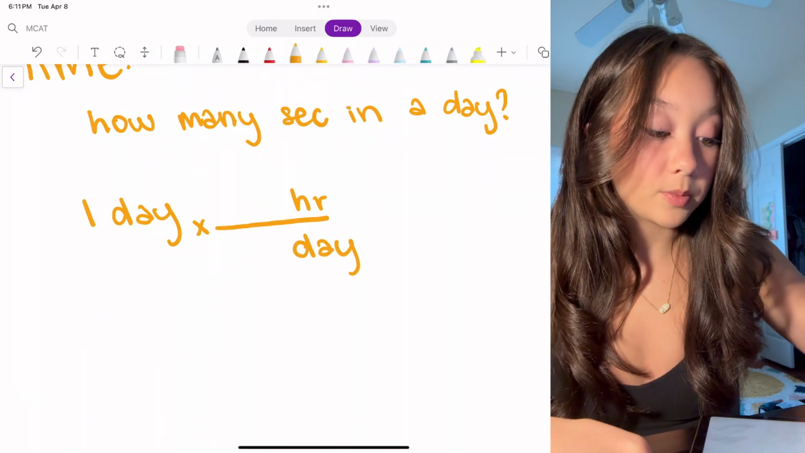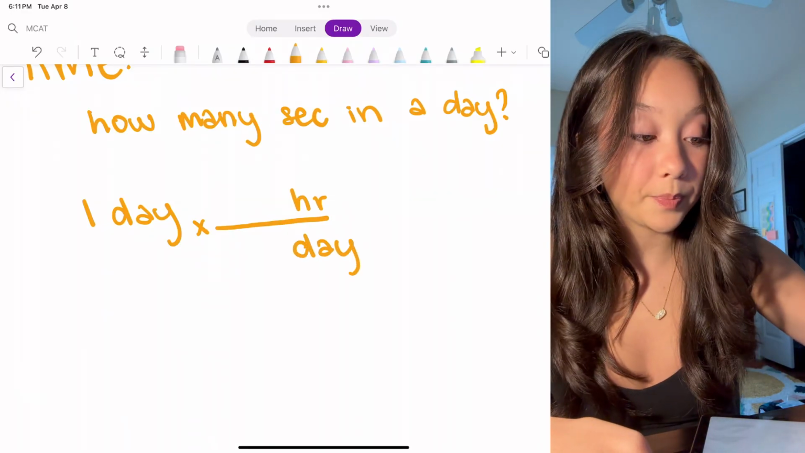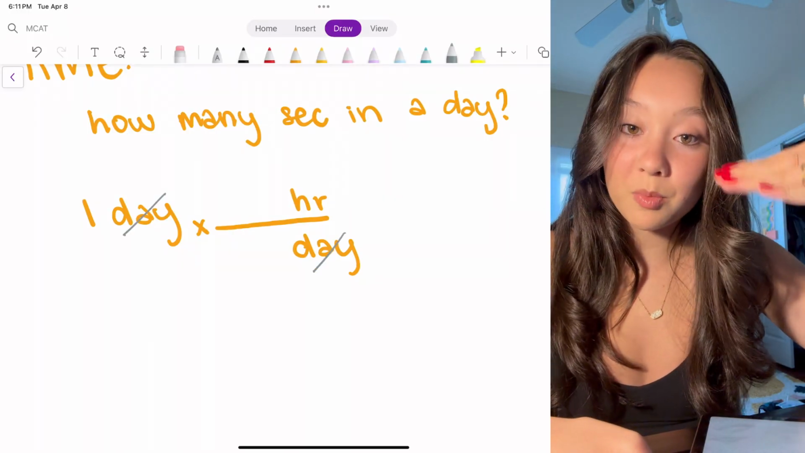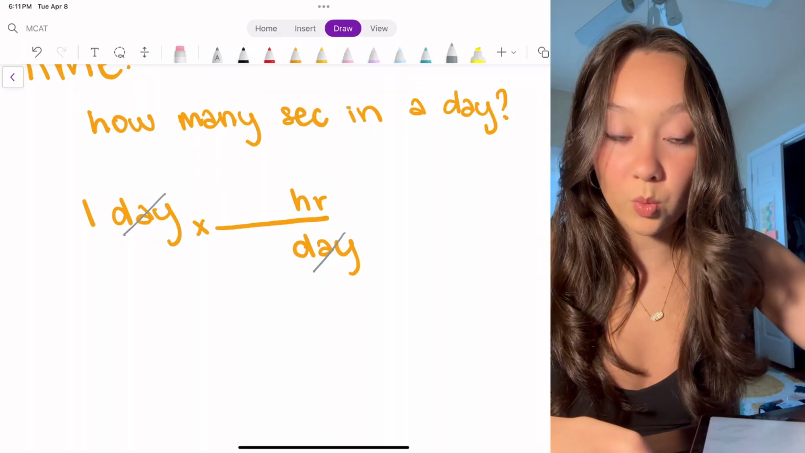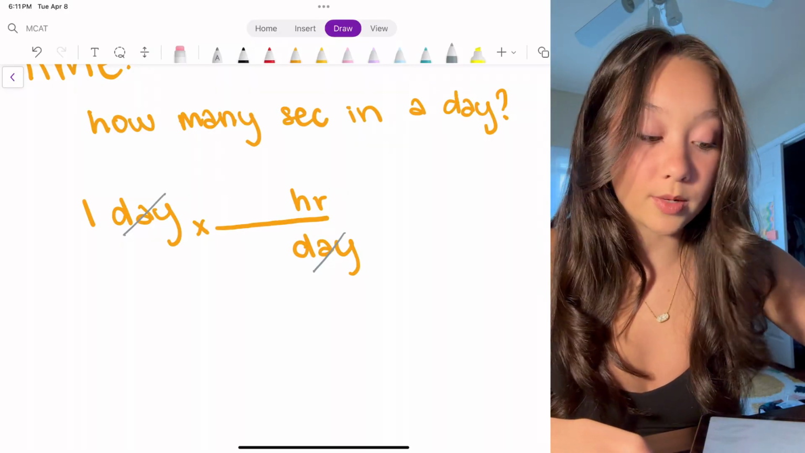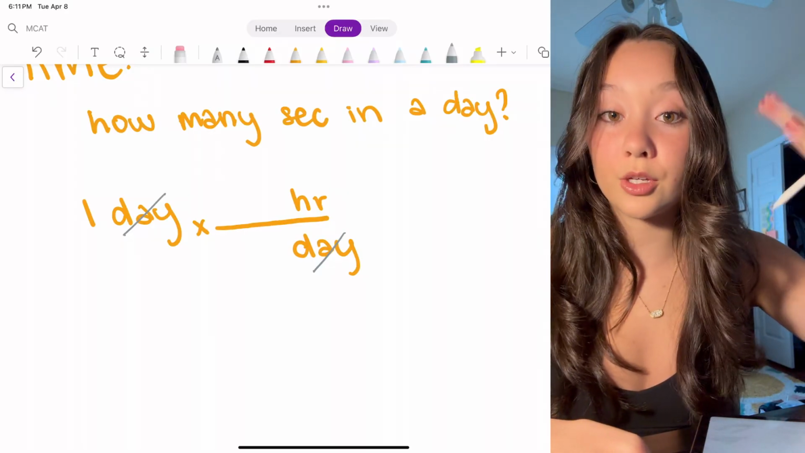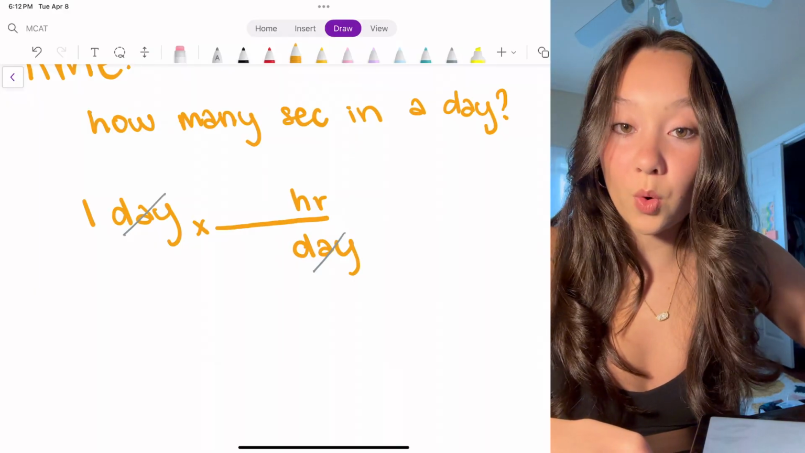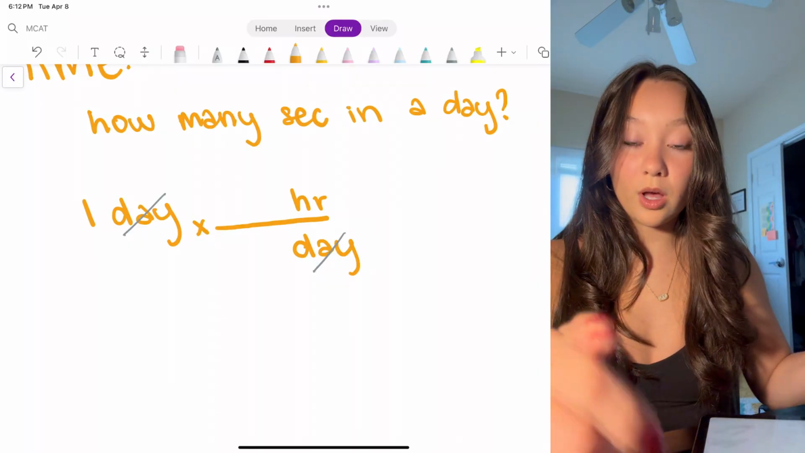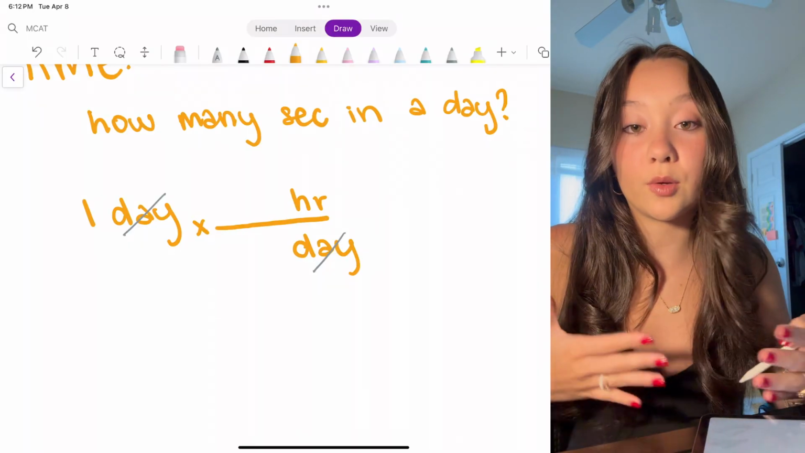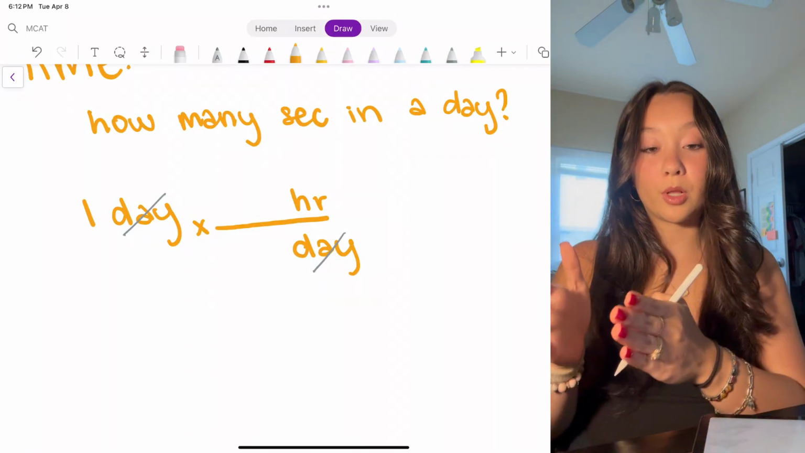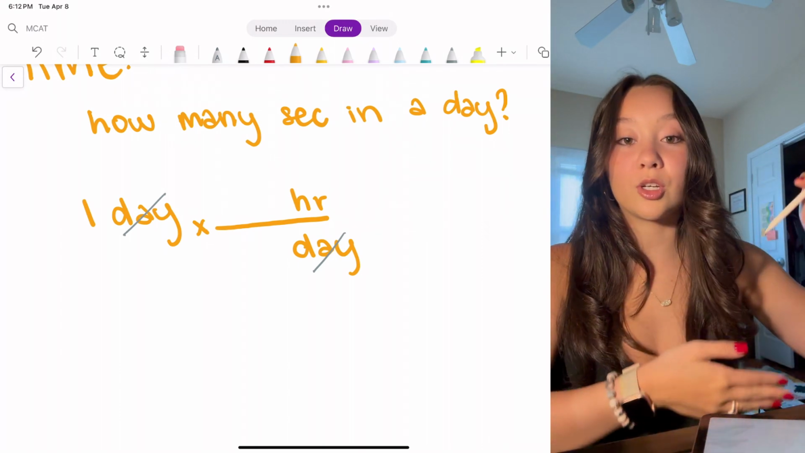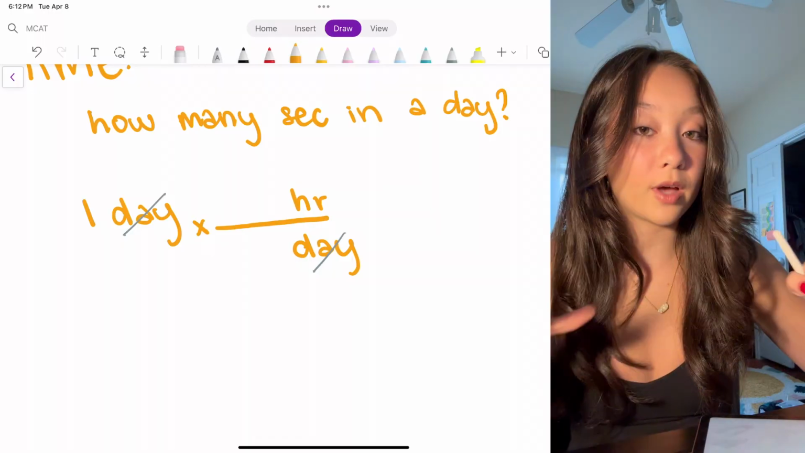And we're going to do this because when we put day on the bottom, they cancel out. If we have a fraction with one thing on the top and one thing on the bottom, it just cancels out to be 1. So that's why we're putting day on the bottom and we're putting hours on the top, because that's the goal. That's what we're trying to get to. So we need this value to equal 1. And why do we need it to equal 1 is because we don't want to change the value of the number at all. So we want to multiply 1 day by 1s over and over and over again until we get a different unit, but we want the value to stay the same.